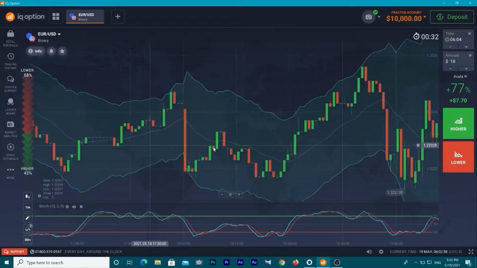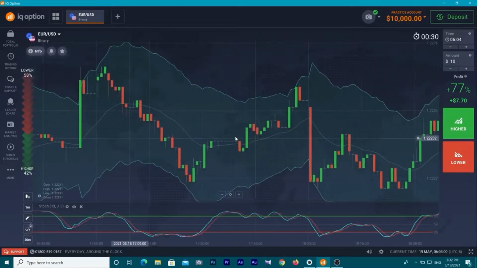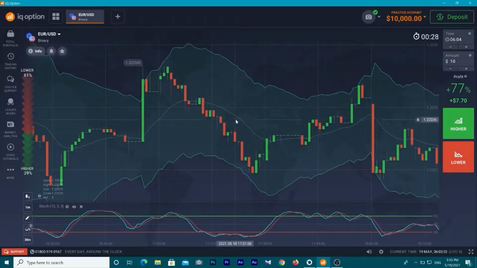If I want to show you a few more examples, I'll try to find several suitable opportunities on different charts and execute the trades. This way, you can see how it works in practice.